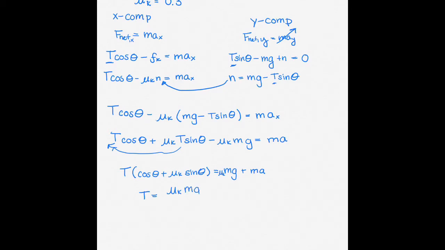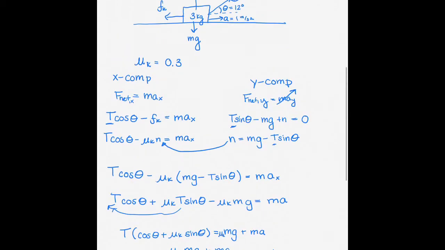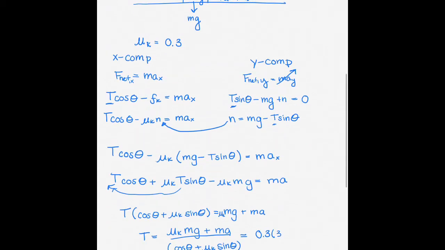And now we can see that T is equal to (μk mg + ma) divided by (cosine θ + μk sine θ). And so we know all these values. We know the mass is 3 kilograms, μk is 0.3, the gravitational constant is 9.8, and we can plug everything into this equation and solve for the total tension that we're pulling the box with.